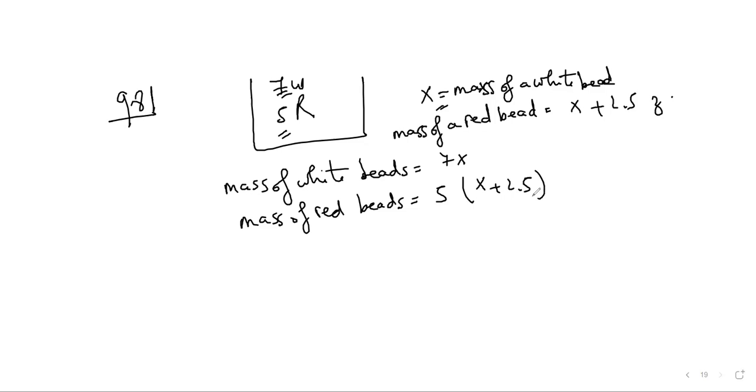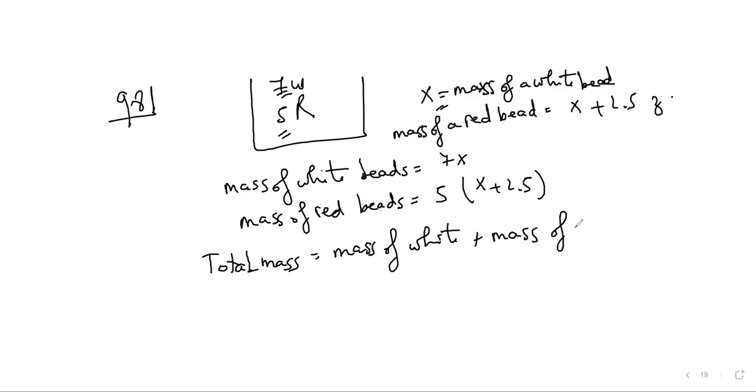Now, if I would like to get the total mass, so total mass is equal to the mass of white beads plus mass of red beads, all the whites and all the reds. So mass of white is 7x, mass of reds is 5 times (x plus 2.5). And I know the total mass is equal to 14.5, I believe they said that. So it's 14.5.